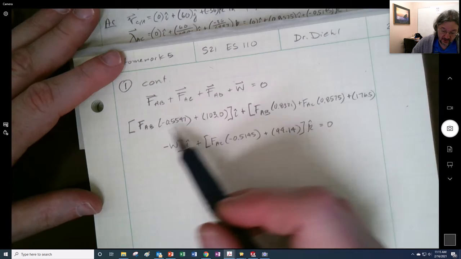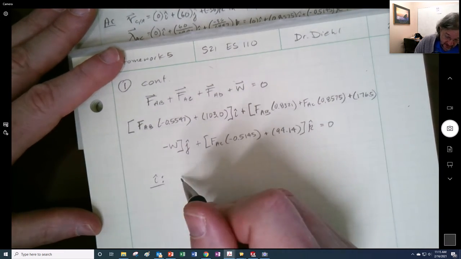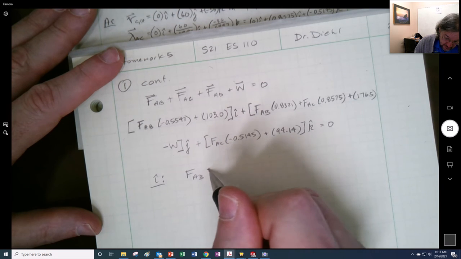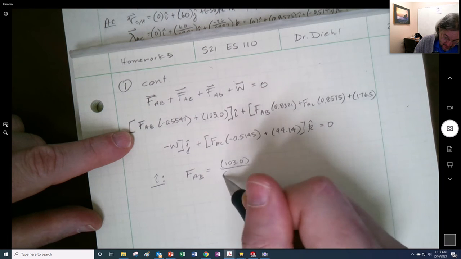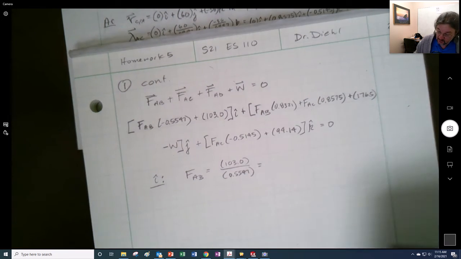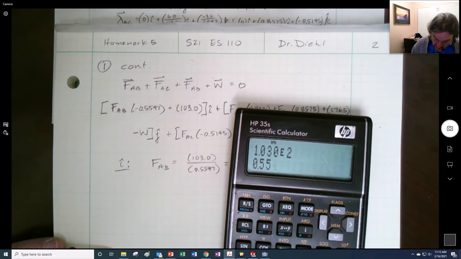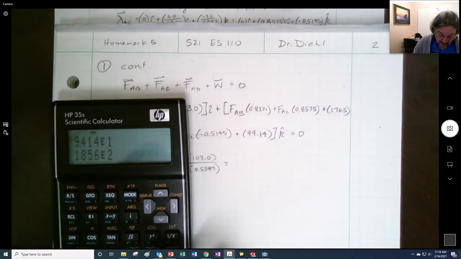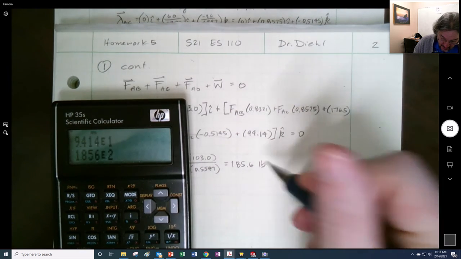So I think we can see, hopefully, what our path forward is. Each one of these has to be equal to 0. So in the I direction here, we see that FAB is going to be equal to 103.0 divided by 0.5547. If I have in my stack right here that value, 0.5547 divided, I have 185.6 pounds.